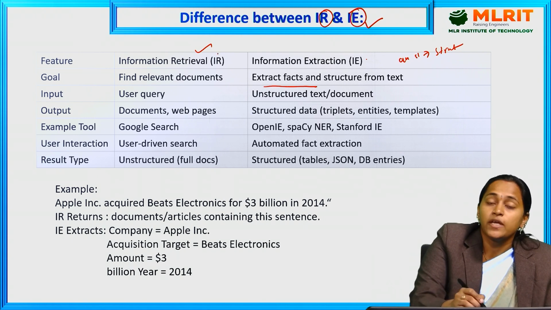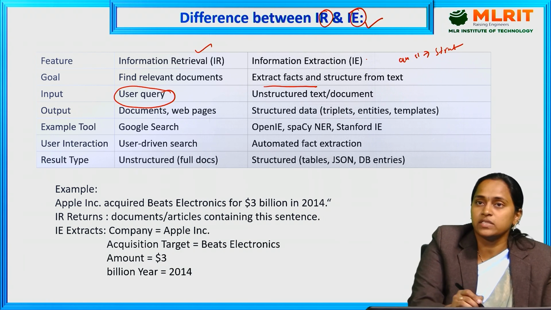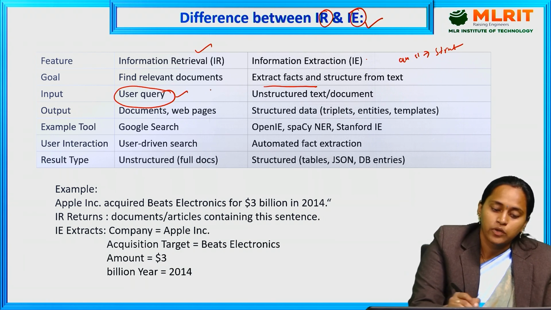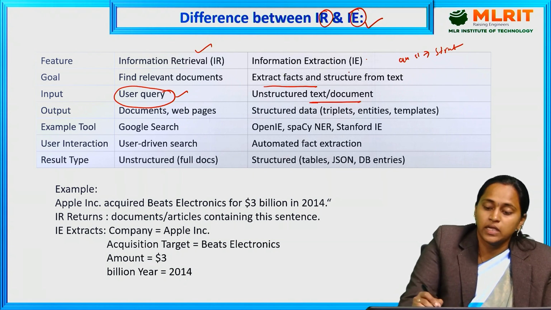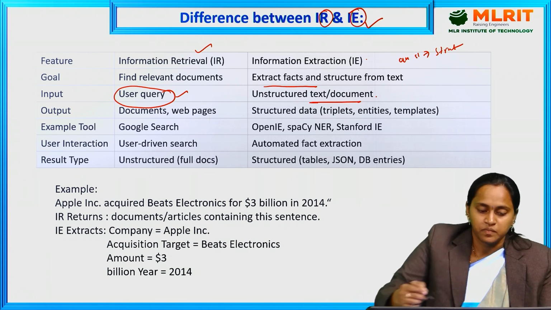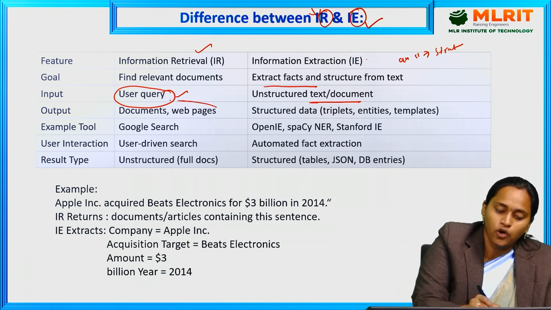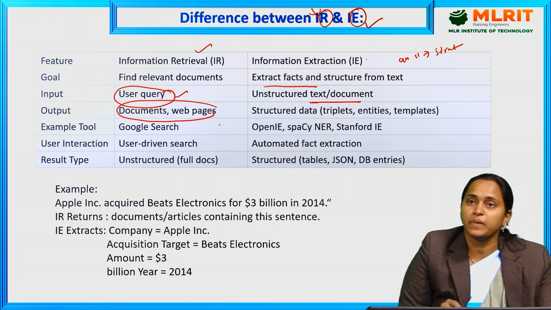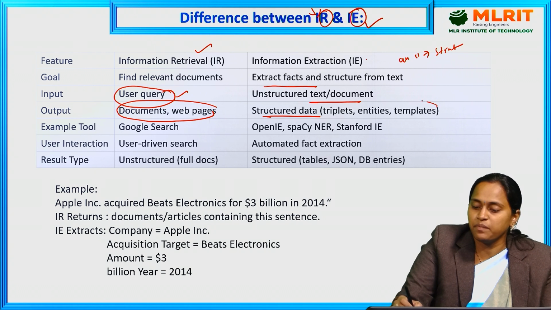In IR, we give queries, like questions, to the system and we get the relevant documents. In IE, we give a text document or a PDF document, whatever we can give, and extract data from it. The output in IR is in the form of documents or a web page, that means a front-end page. In IE, we get the data in the form of structured data, that means entities, templates, and so on.